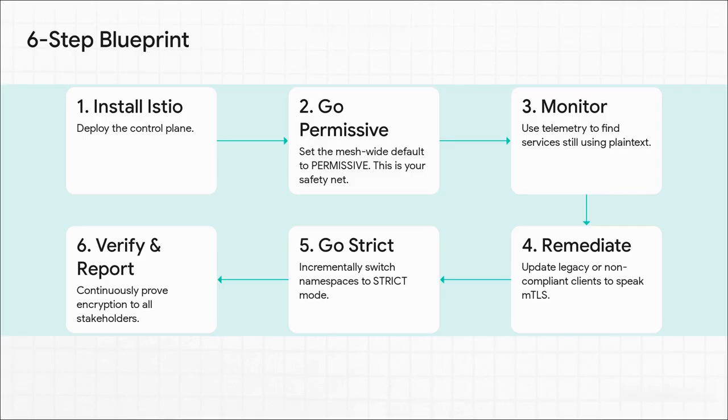Use your dashboards to hunt down any services still using plain text. Step 4, remediate. Work with those teams to get their clients updated. Step 5, enforce. One by one, as namespaces are ready, you switch them over to strict mode. And finally, Step 6, verify and report. Keep proving that encryption is working to all your stakeholders. That's it. That's your repeatable plan.